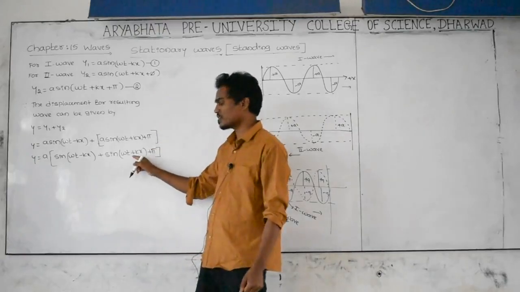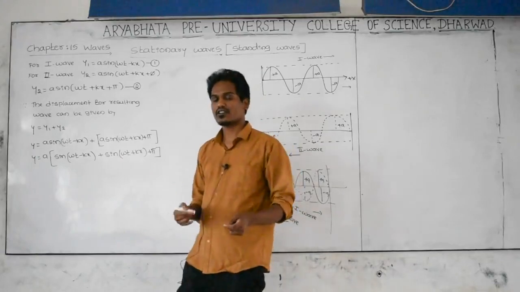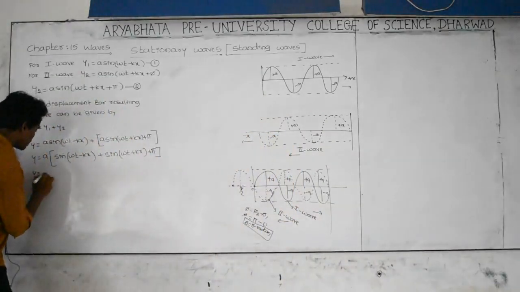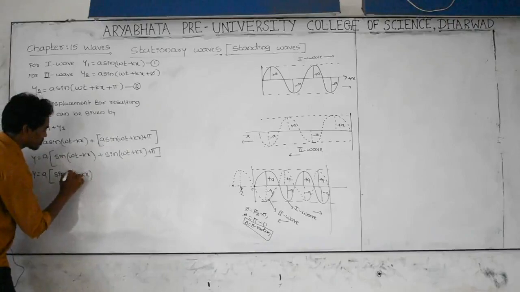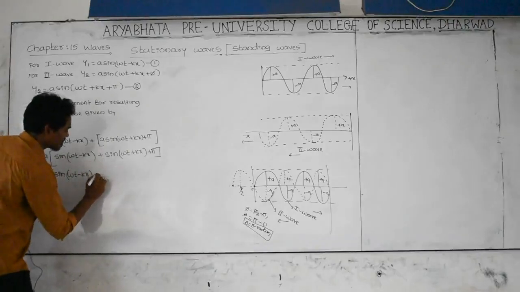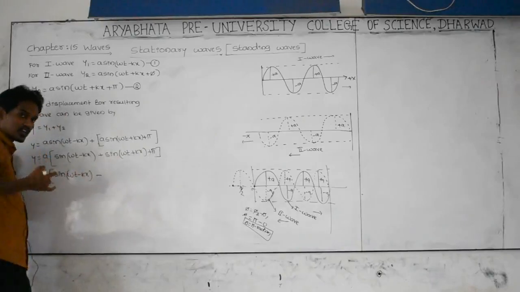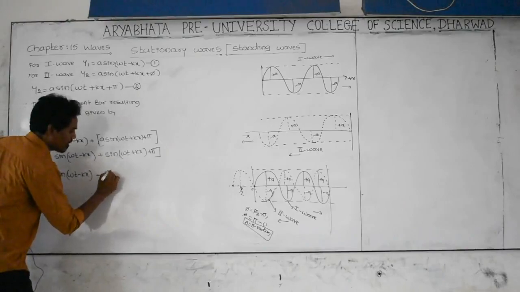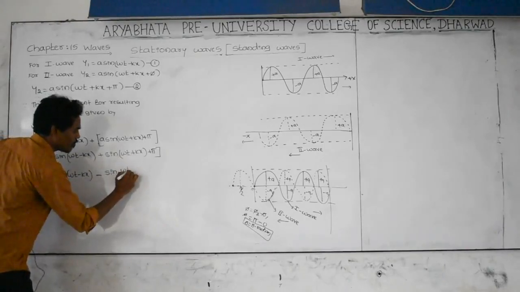Sine of 180 plus theta is minus sine theta. In the third quadrant sine is negative, that's why I am taking y is equal to a into sine of omega t minus kx with a minus sign, because sine of 180 plus theta is in the third quadrant, where sine is negative. Sine of 180 plus theta is minus sine theta. Theta is nothing but this term.